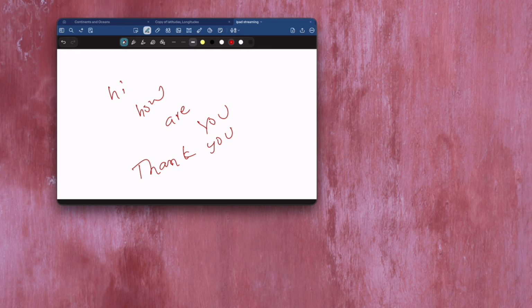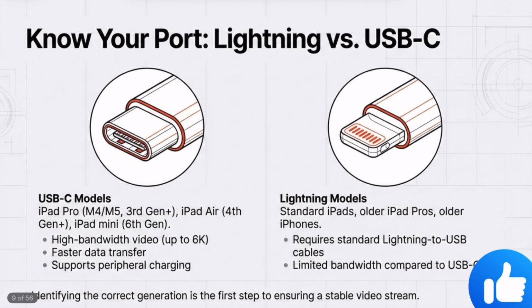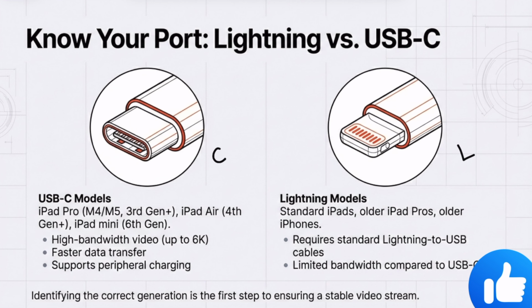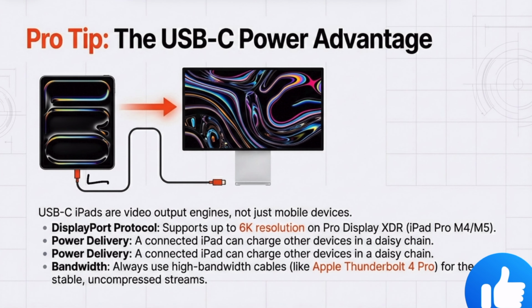First, identify your port. Newer models like the iPad Pro and Air use USB-C, which supports high bandwidth video up to 6K. Older models use Lightning cables. Knowing your generation is the first step to a stable stream. If you have a USB-C iPad, it's a powerhouse. It can support massive resolutions and even charge other devices in a daisy chain. For the best results, I recommend using a high bandwidth cable like the Apple Thunderbolt 4 Pro.